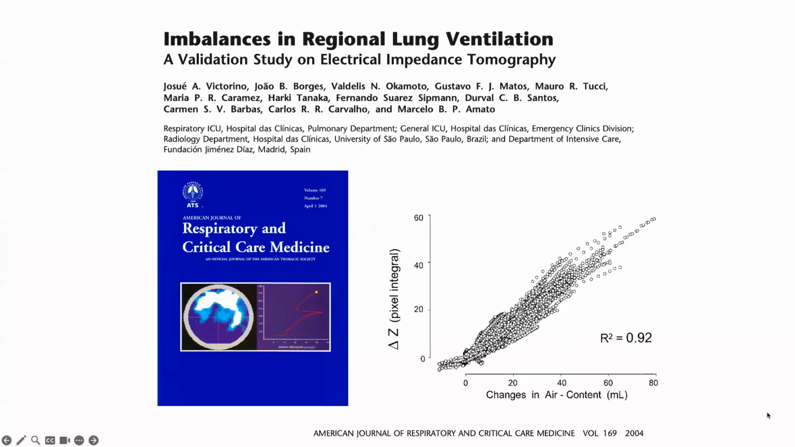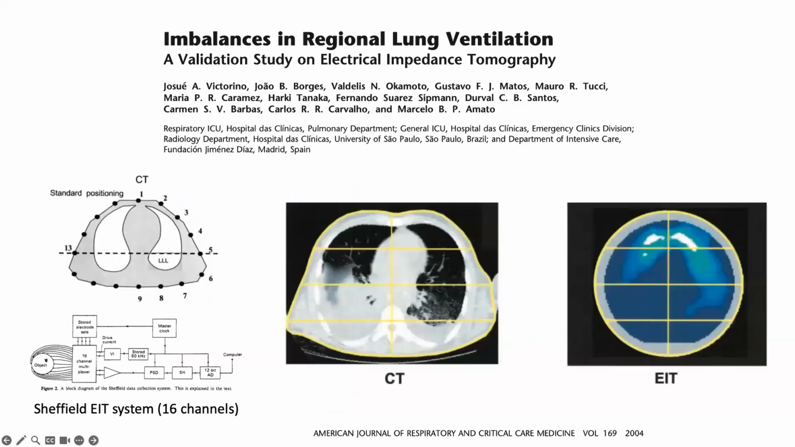Among the variables from CT, the change in absolute gas content best explained the change in electrical impedance. And as you can see, there is a strong relationship between those two variables with an R-square of 0.92. So electrical impedance can reliably assess the ventilation distribution during mechanical ventilation. In this study, the authors used the Sheffield EIT system with 16 electrodes placed around the chest, and this image illustrates the schematic regions of interest on the CT and EIT.